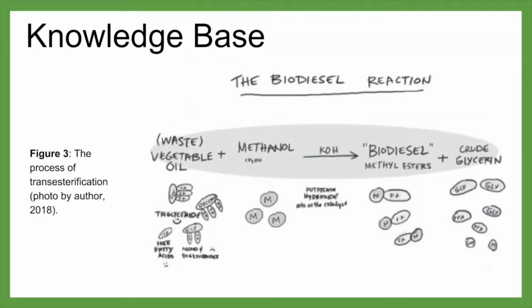Figure 3 shows a simplified version of the transesterification process. Biodiesel is a renewable fuel made from vegetable oils or animal fats that is used to run diesel engines. Transesterification is the process whereby biodiesel can be made using natural oil or animal fats, triglycerides, and alcohol in the presence of a catalyst to produce the biodiesel.